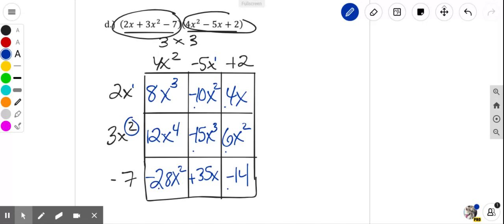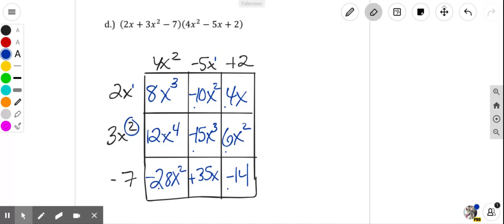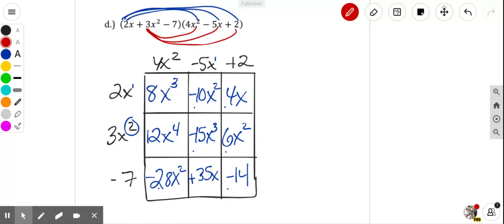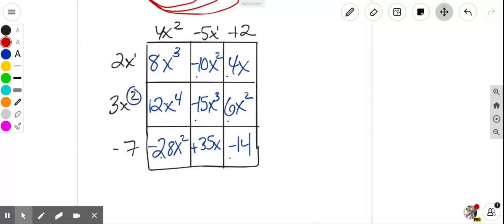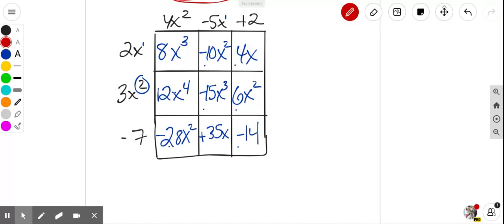If you decided that you did not want to make the box, what you would have to do is multiply the 2x times all three of these. Then you'd have to do the 3x squared times all three of these. Then you'd have to do the -7 by all three of these. So you're still doing the same thing if you decide not to do the box. I just sometimes encourage it to kids who get confused by all the multiplying, and that way you don't forget one.